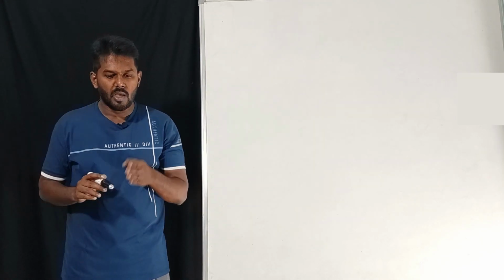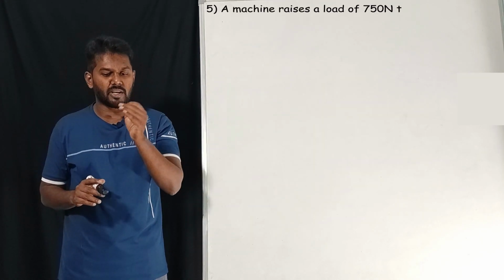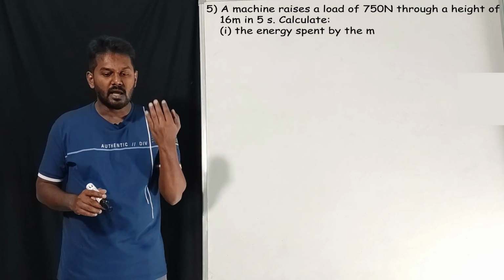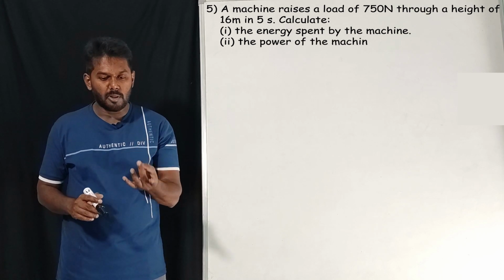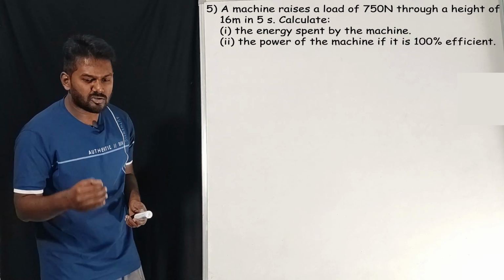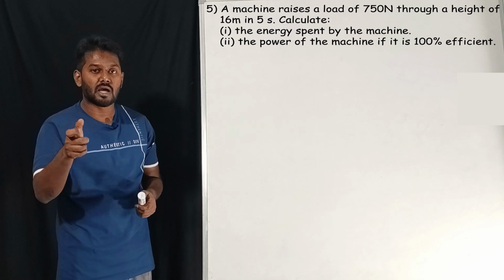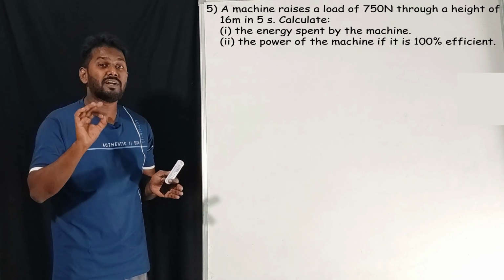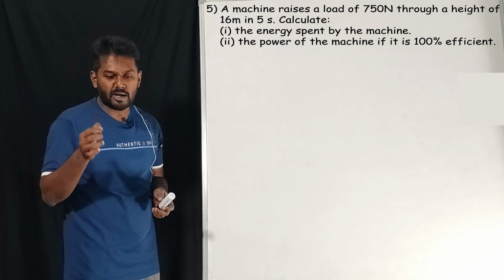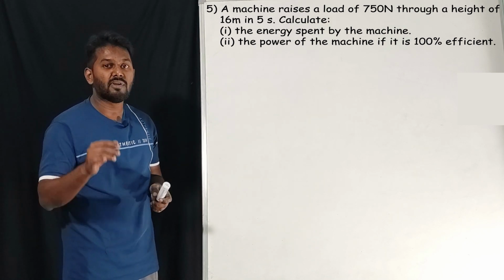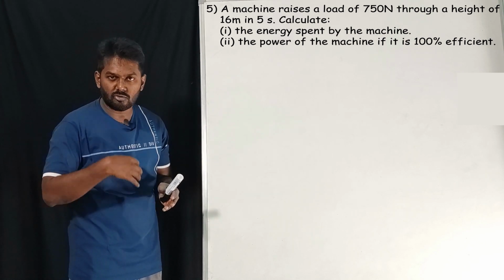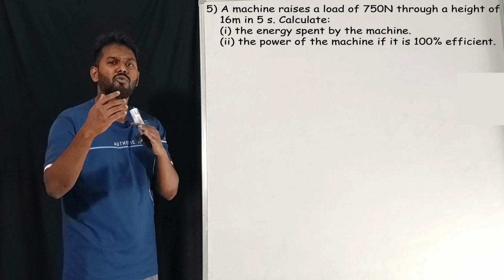Question number 5. A machine raises a load of 750 Newton through a height of 16 meter in 5 seconds. Calculate the energy spent by the machine and the power of the machine if it is 100% efficient. In this question they have given 2 different things, but you should not get confused. I will teach you how to identify the given data. Here they are asking you to find energy, correct? Whenever they are asking the value of energy, you will get confused whether we have to find energy or work done. How to identify it?